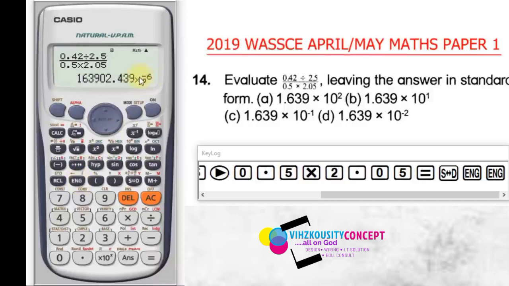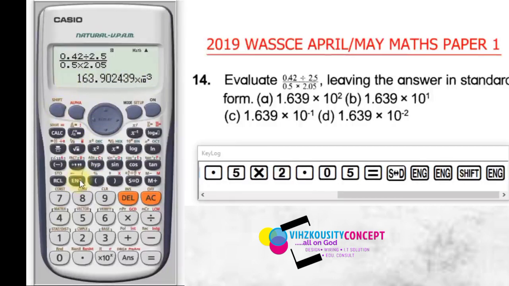Though it's increasing the numerals, the decimal place, I want it to go back, so I can press Shift ENG, again Shift ENG. Now this is 0.163 times 10 raised to the power 0, meaning that if I move this decimal place from this location to the 1, this will be raised to power minus 1 because I move it to the right, and then I have 1.639 times 10 raised to power minus 1. So which of that corresponds to the correct thing? That is option C, 1.639 times 10 raised to power minus 1. So option C is the correct answer to this question.